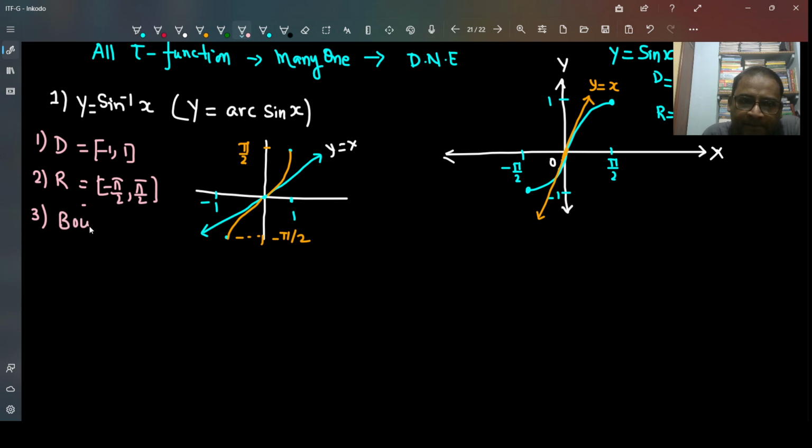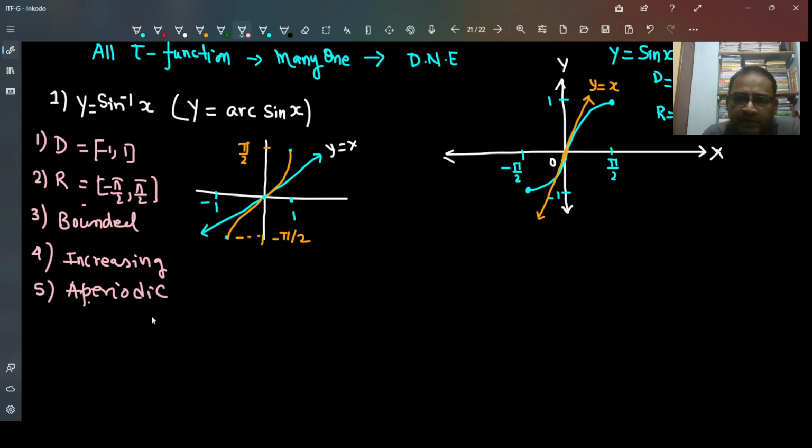So it is a bounded function. The function is increasing, because you notice that the sine function is increasing, so its inverse is also an increasing function. Is it periodic? The answer is no. It is aperiodic, that means it is not periodic. No inverse function is periodic. Now, next is what? It is not periodic. It is bounded, increasing. Domain we have completed, range we have completed. Any other points?